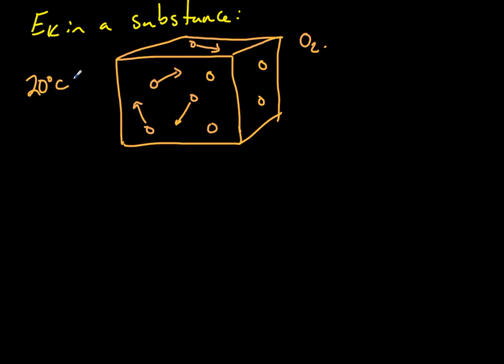So before we even do that, let's just say that this is at 20 degrees Celsius. Actually, you know what? I don't want to make it oxygen. I want to make it a different gas. I want to actually make it helium gas. Okay, why helium? Well, helium is the lightest of the noble gases. So essentially, each one of these represents a helium atom.